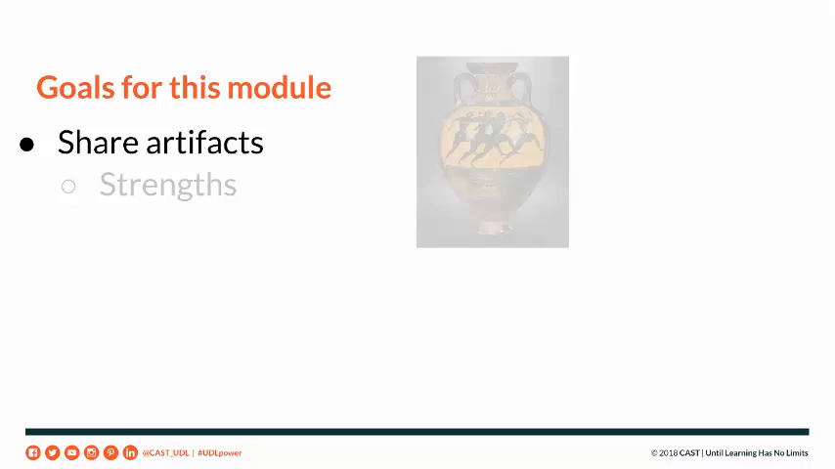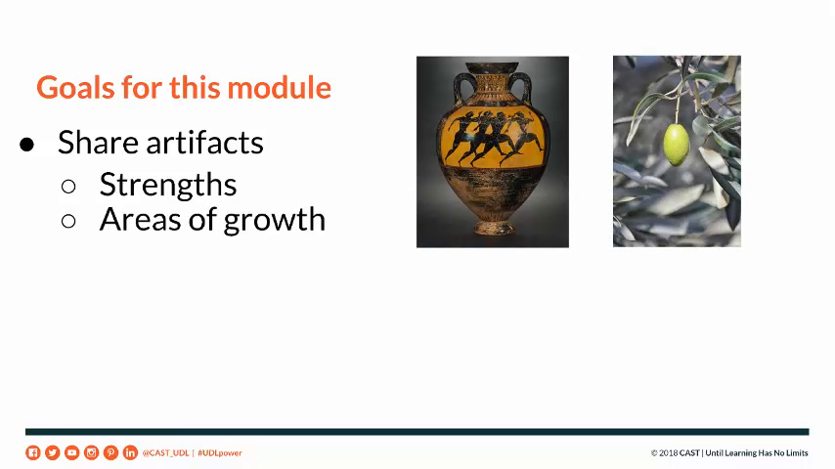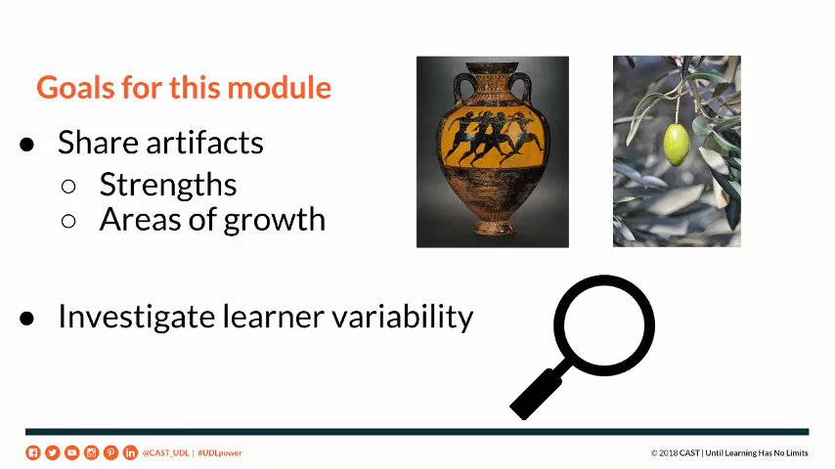In this module, we're going to bring together our strengths and areas of growth as learning designers and an investigation of learner variability to lay the groundwork for some thoughtful design and reflection over the course of the year. First, we're going to share artifacts that we brought, which represent an area of strength and our next area of growth as learning designers. Second, we are going to investigate learner variability from the ground up by looking at how learners respond to the options we give them.